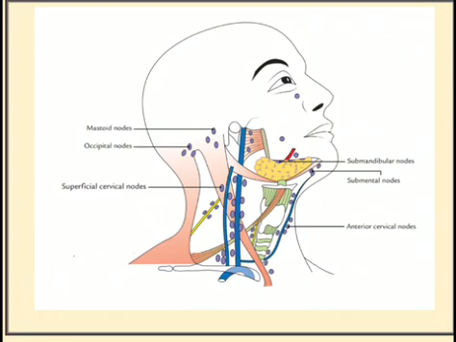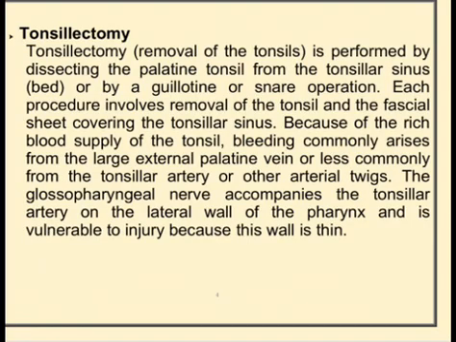Tonsillectomy is a procedure I need to talk about now. Tonsillectomy is removal of the tonsils. It is performed by dissecting the palatine tonsils from the tonsillar sinus, that's the tonsillar bed. You could do it by a guillotine or snare operation. Whatever procedure you do, you need to remove the tonsil and the fascial sheath covering the tonsillar sinus.